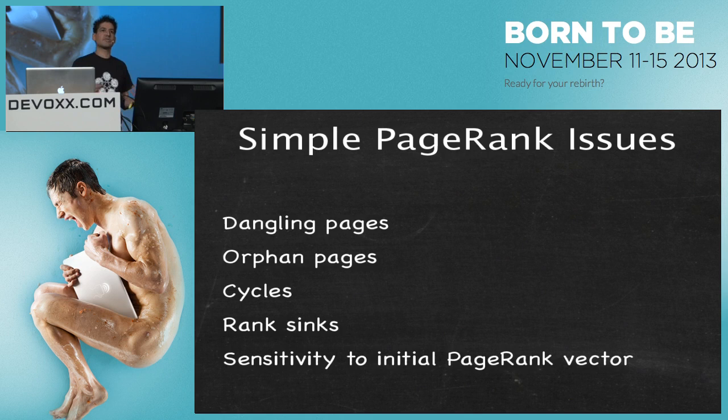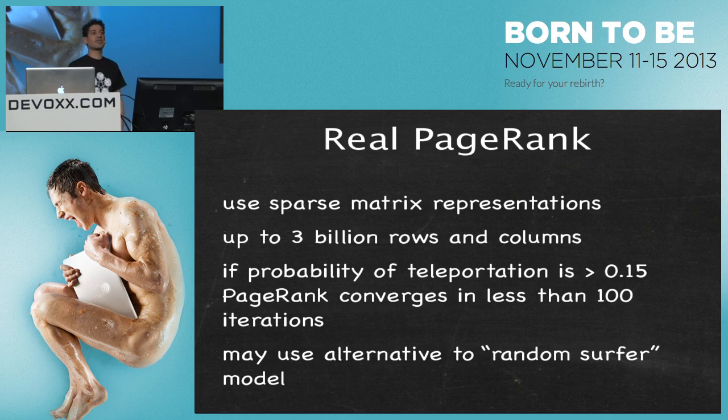And it's also quite sensitive to the initial vector we choose. So the 1 over the number of edges, it might sound like a good idea, but it can actually cause problems in some graphs. Real PageRank uses what's called sparse matrices, where instead of having an n by m matrix with every possible value filled in, including all the zeros, a sparse matrix basically doesn't represent the zeros, so it's less space intensive, which means that you can run bigger algorithms on it. I think the current record is somewhere around 3 billion rows and columns, so it's a 3 billion by 3 billion matrix that they're computing with.